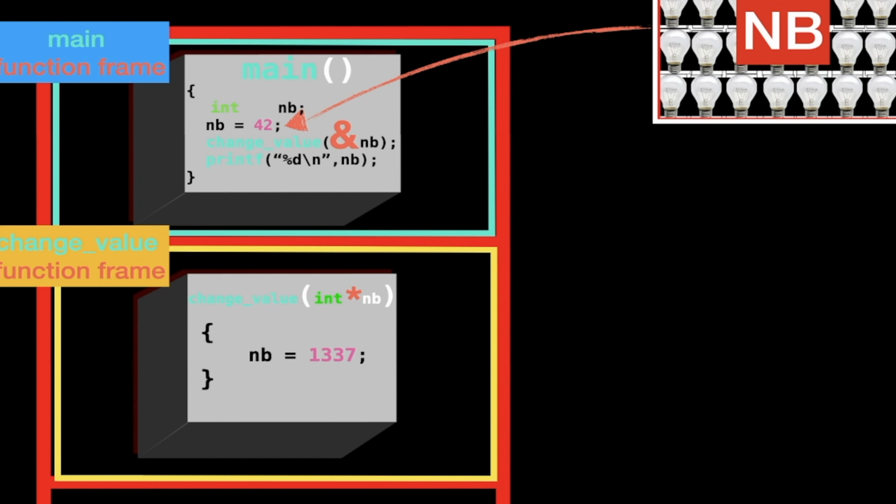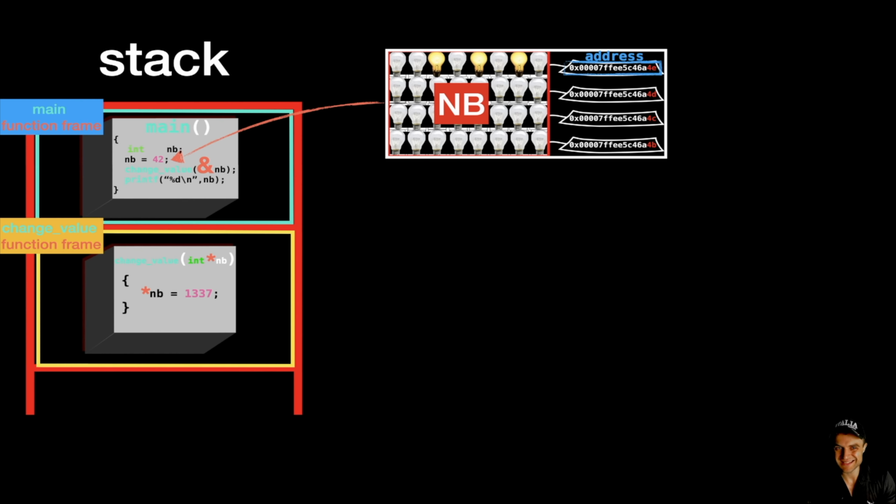We use the asterisk operator, and as well, nb equal 1337. We have to change a little bit. We have to say star nb. So I'm going to dereference. This indeed is the dereference operator. We will see later. So this time, the input, the data type that changeValue is taking is not anymore a variable, but a pointer.